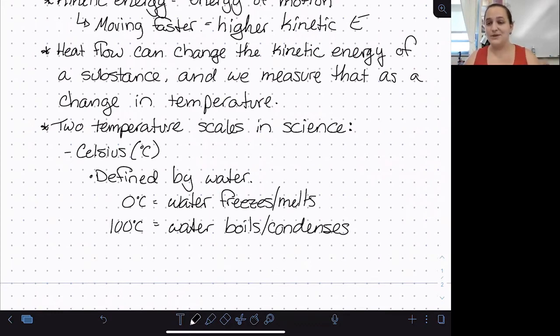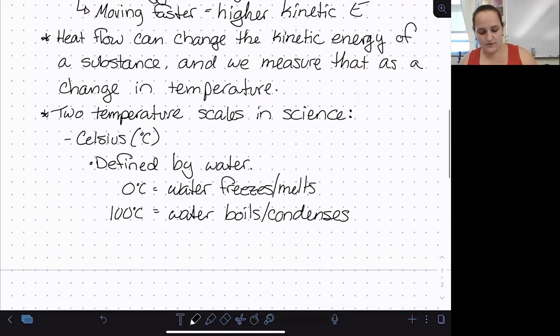So most commonly we deal with temperatures between 0 and 100, which is convenient. They're nice numbers to work with. But the scale is still fairly arbitrary. So convenient numbers for us to work with, kind of random, like why water? Yeah, water's everywhere, but it doesn't actually have any significance from a physical chemistry standpoint.